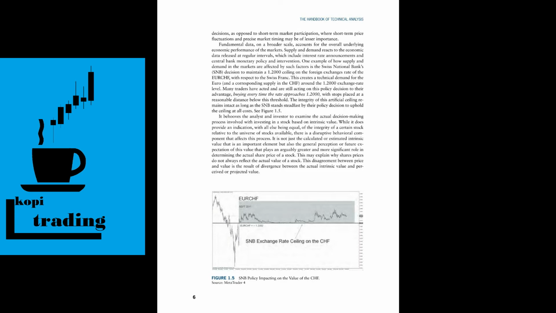Many traders have acted and are still acting on this policy decision to their advantage, buying every time the rate approaches 1.2000, with stops placed at a reasonable distance below this threshold. The integrity of this artificial ceiling remains intact as long as the SNB stands steadfast by their policy decision to uphold the ceiling at all costs. See Figure 1.5.